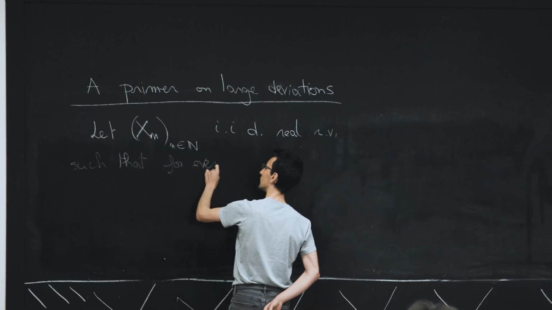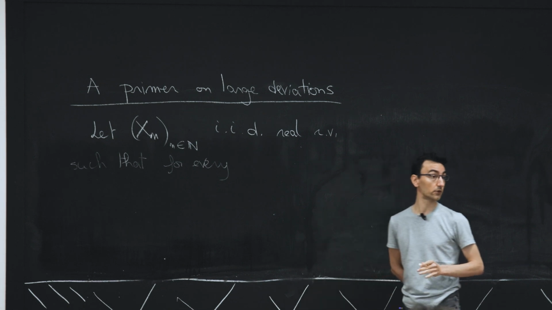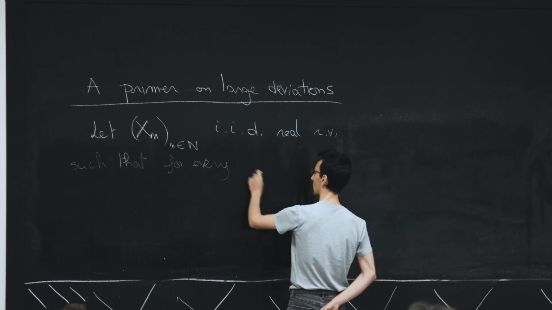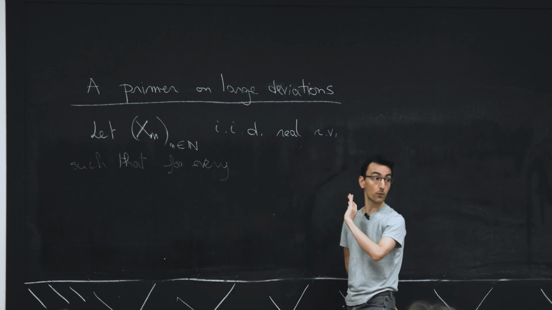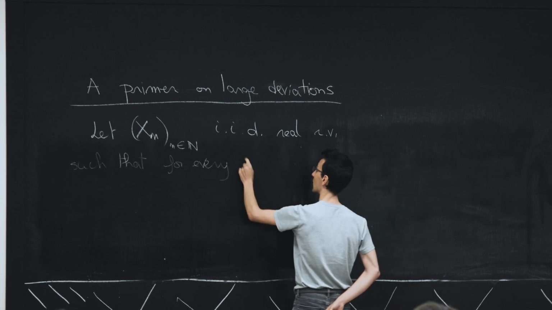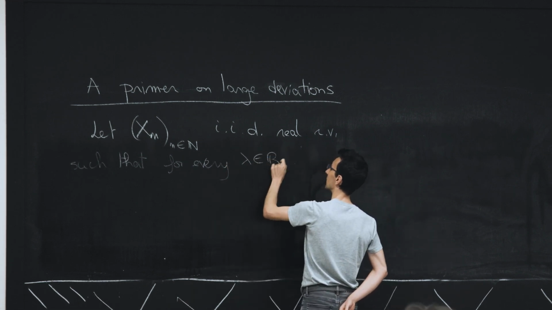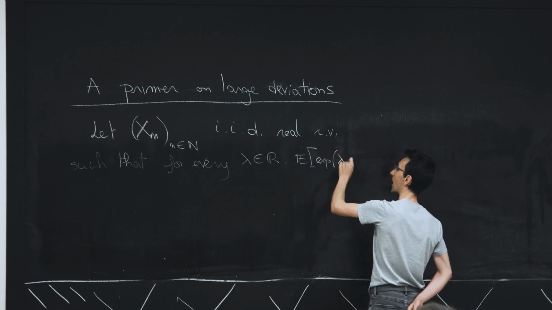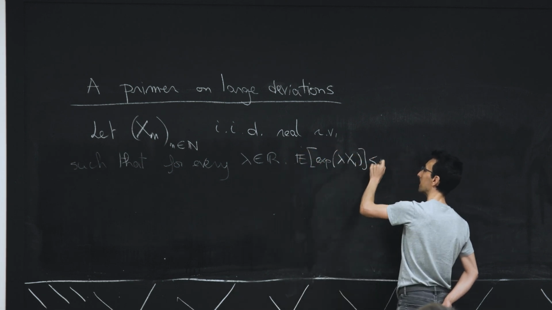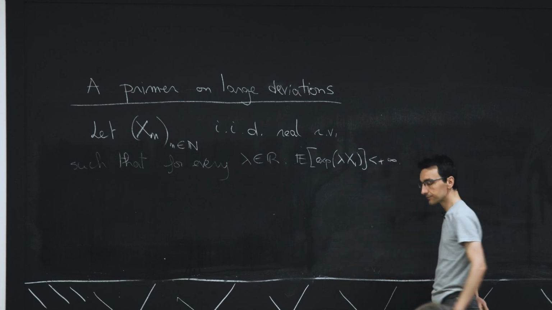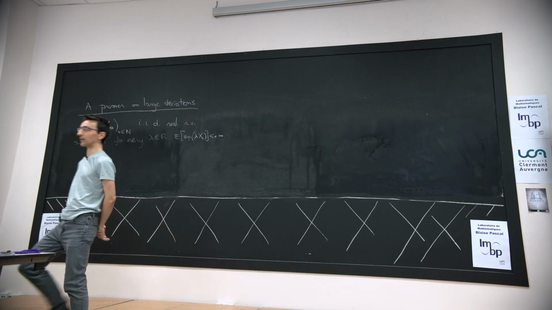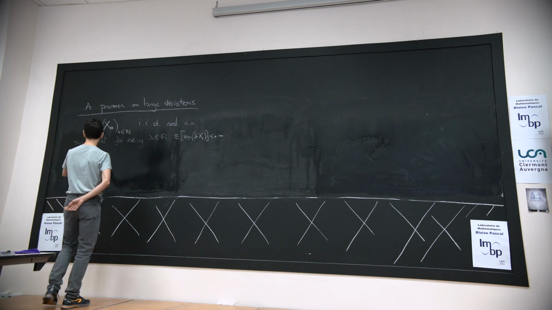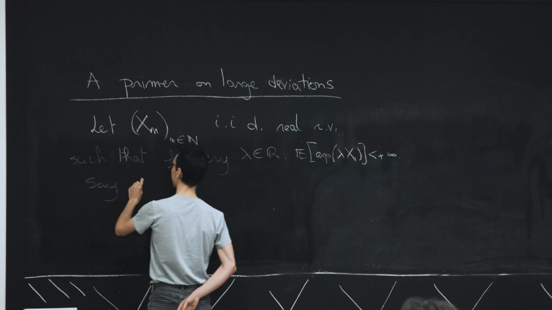I'm not going to shoot for the most general possible statement today, okay? I just want to give you a flavor of how things look. So I'm going to assume that they have exponential moments at every order. For every lambda in R, when I compute this exponential moment with lambda as the parameter, this is finite. So let's say that they are bounded, if you like. And also, let's say that they are centered, otherwise we could just subtract the mean.